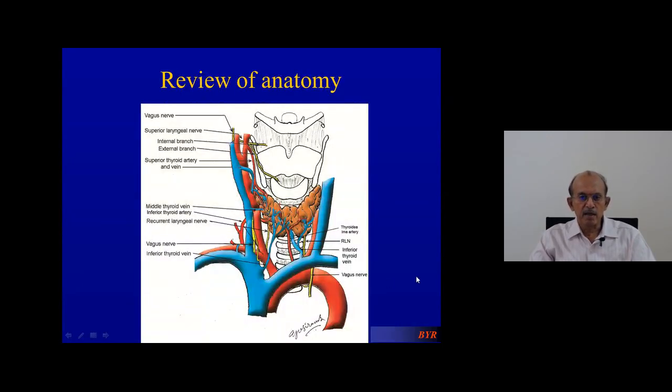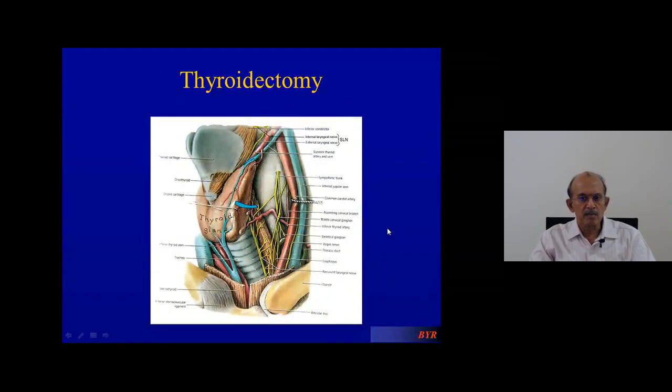So, the procedure of thyroidectomy: you have to isolate the pedicles. That means the superior thyroid artery and vein, the middle thyroid vein, the inferior thyroid artery, and the inferior thyroid vein, and remove the gland from the trachea. While you are removing the gland from the trachea, you must protect the recurrent laryngeal nerve and parathyroid glands. So that is the thyroidectomy operation.